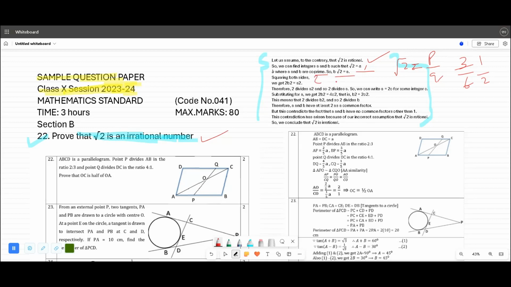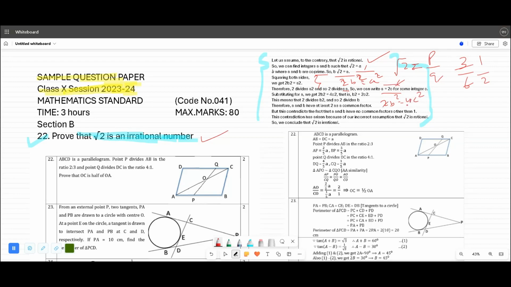Now if you square both sides, what do you get? You get 2b square is equal to a square, correct? Now that means 2 divides a square, so 2 divides a also, because there can't be a square number which cannot be divided by the same number. So if 2b square is equal to a square, even a is divisible by 2. That means we can write a is equal to 2c, where c is another integer. So 2b square is equal to 4c square, because a is equal to 2c.